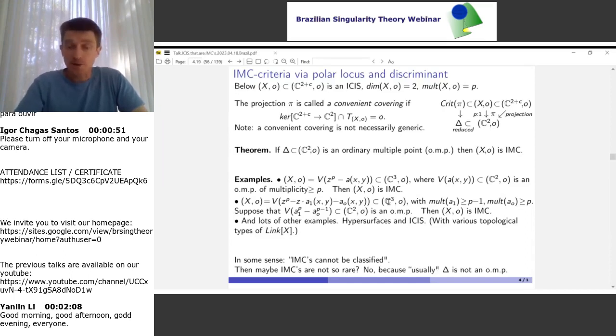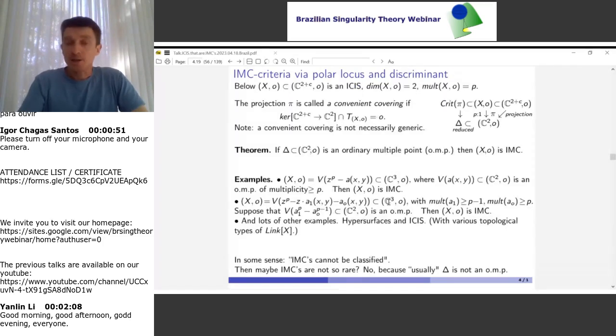The answer is no, they are rare, because usually, in quote unquote, the discriminant is not an ordinary multiple point. So if you start from some random germ and you project it, the discriminant will have some cusps or higher singularities. So any questions? If there are no questions, then I will proceed.